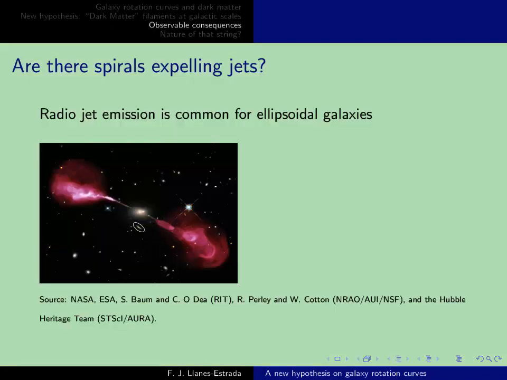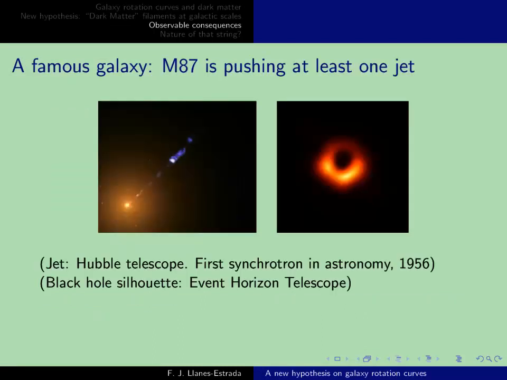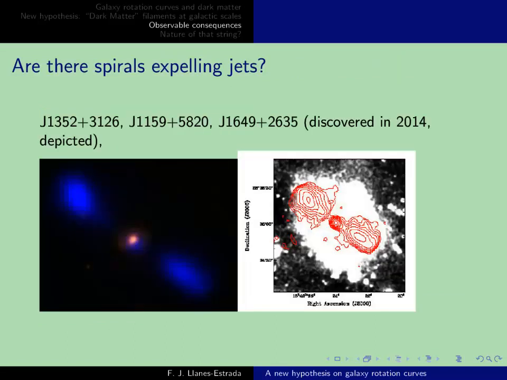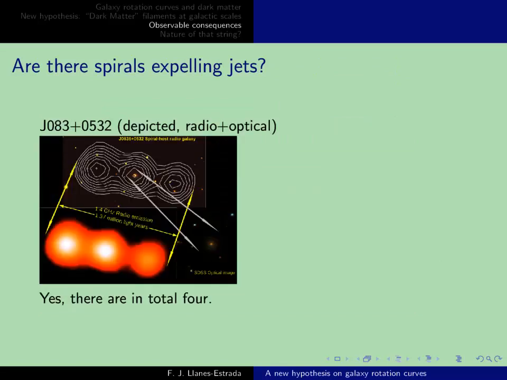As an aside, many galaxies are of course showing synchrotron jets, such as this famous M87 galaxy, whose central black hole was mapped out last year, and while rare, there are a few spiral galaxies showing such jets too.